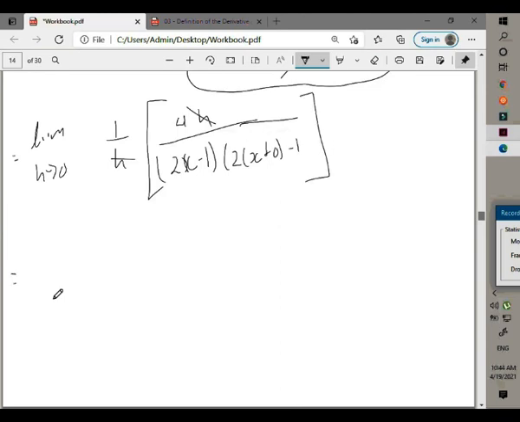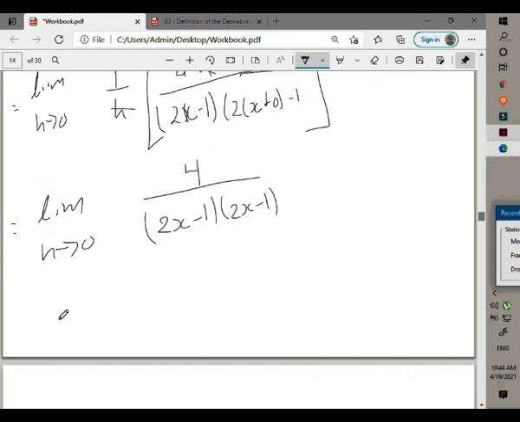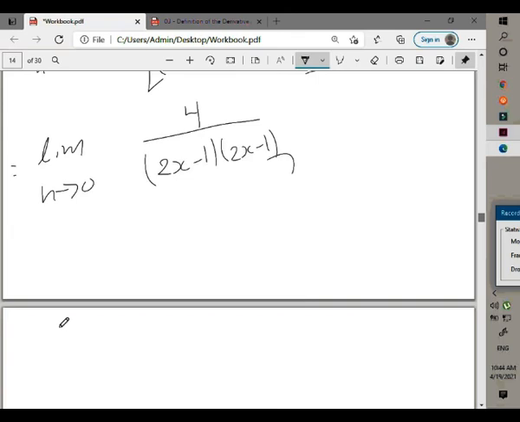So this is equal to the limit as h approaches 0 of 4 over 2x minus 1 times 2x minus 1. So my final line for dy upon dx is equal to 4, and I'm going to expand this out. So it's going to give me 4x squared minus 4x plus 1. And that's your wham bam. Thank you.